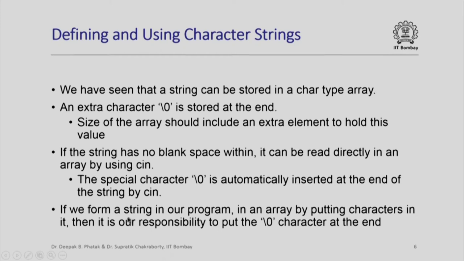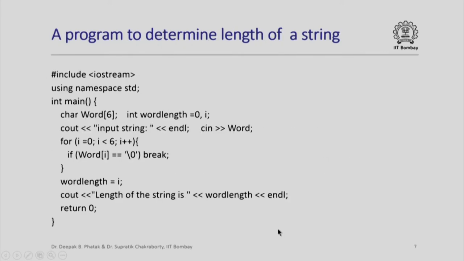On the other hand, if we form a string inside a char type array in our program by ourselves, then it is our responsibility to ensure that a backslash 0 character is inserted at the end. Here is a program to determine the length of a given string. Notice that a string is defined as array word of length 6. Note that this array can contain a word of only up to 5 characters because the 6th character position must be used to insert a backslash 0. Of course, the backslash 0 can occur earlier if the length of the string is less than 5 characters.